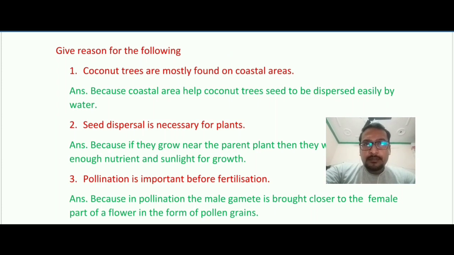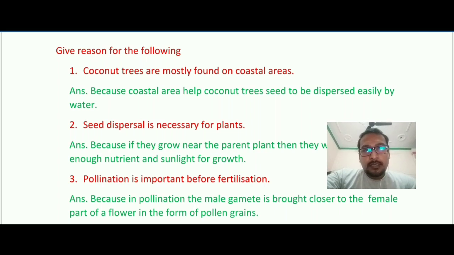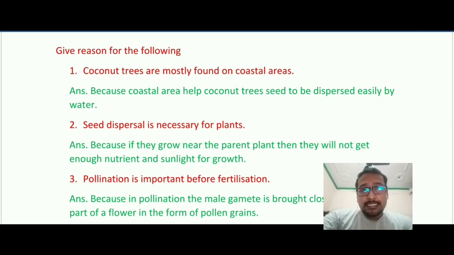Then you have reasoning. Give reason. Coconut trees are mostly found on coastal areas. Why? Because coastal areas help coconut tree seeds to be dispersed easily by water. Seed dispersal is necessary for plants. Why? Because if they grow near the parent plant, then they will not get enough nutrient and sunlight for growth.